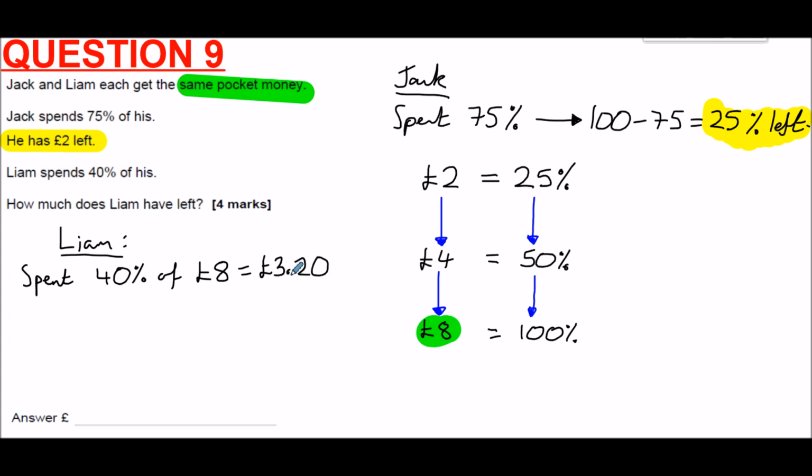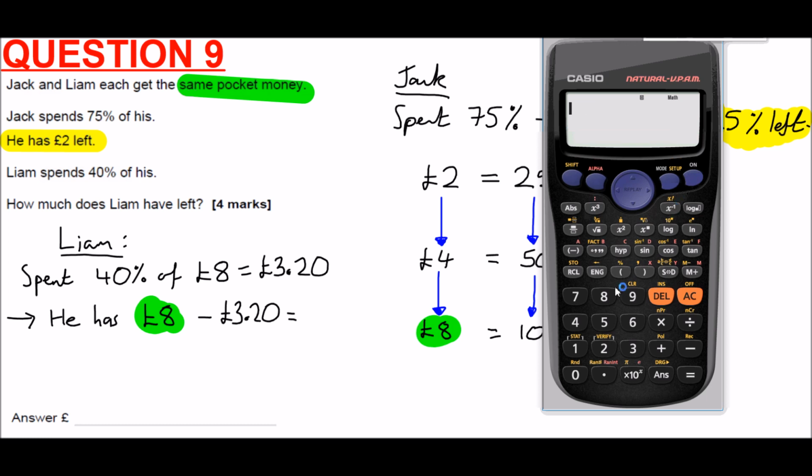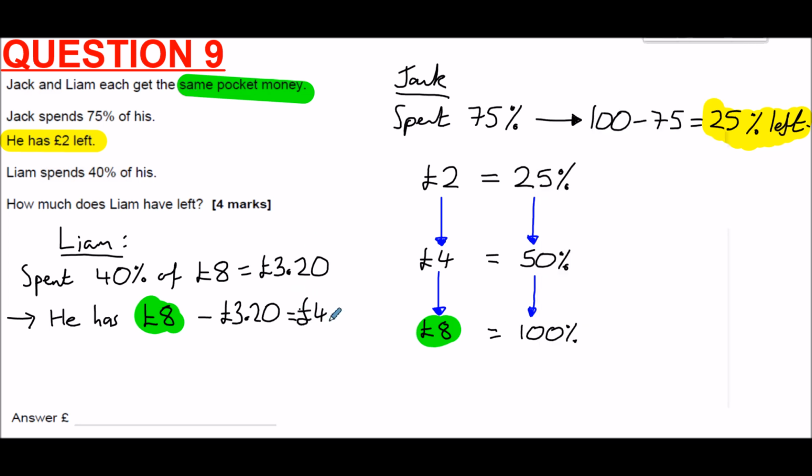That's what he spent. He spent 40%. So what he has left is the £8 he started off with, subtract the £3.20 he spent. So £8 minus £3.20 tells us that he has £4.80 left. And so how much does Liam have left? The answer is he's got £4.80 left.